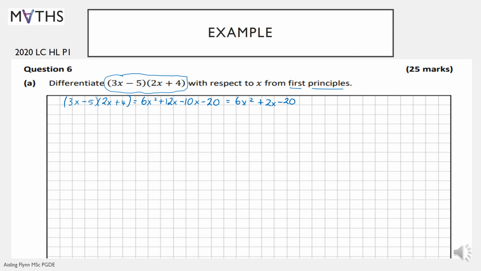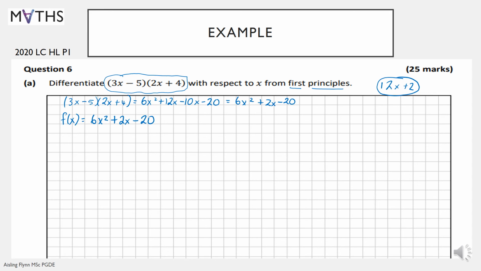One useful thing about this is that you can predict the answer that you should get straight away, and it's worth noting it. If we differentiate that expression, we know that the answer should be 12x plus 2. So if we get that at the end of the question, we know we've done okay. So the expression represents f of x, and that's the first thing we'll write down. f of x equals 6x squared plus 2x minus 20. Now that's the first step.